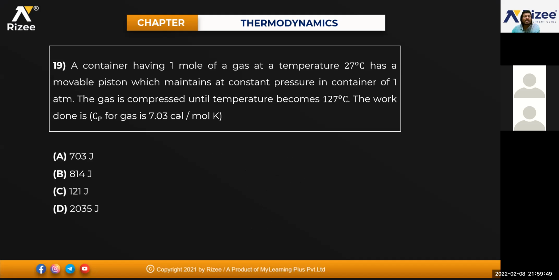Next one. A container having 1 mole of gas at a temperature of 27 degrees centigrade has a movable piston which maintains a constant pressure of 1 atmosphere. The gas is compressed until the temperature becomes 127 degrees. The work done by this one will be equal to how much?